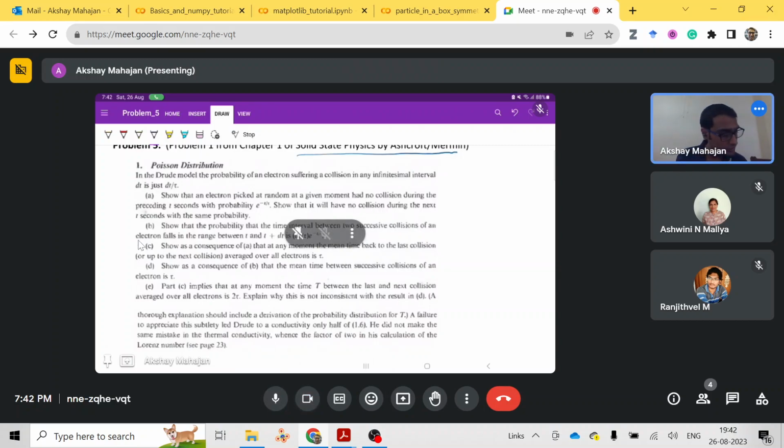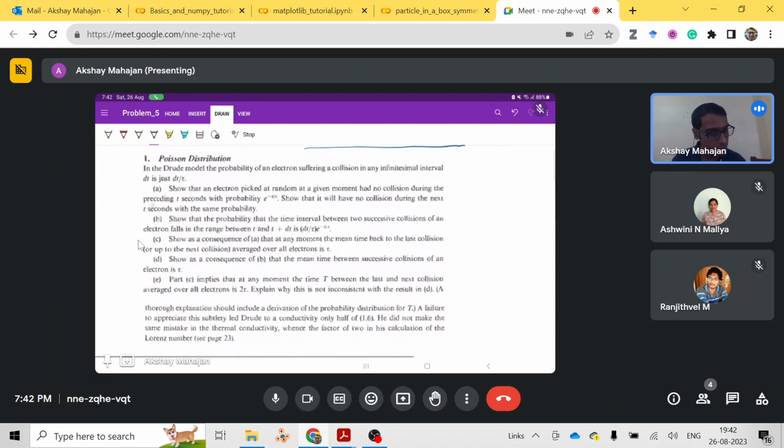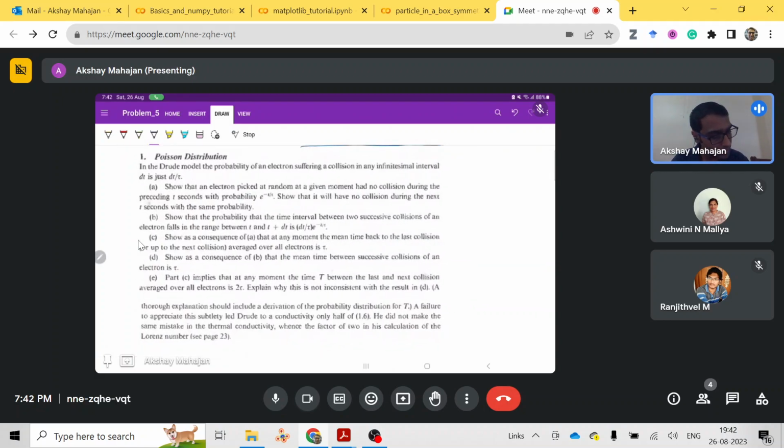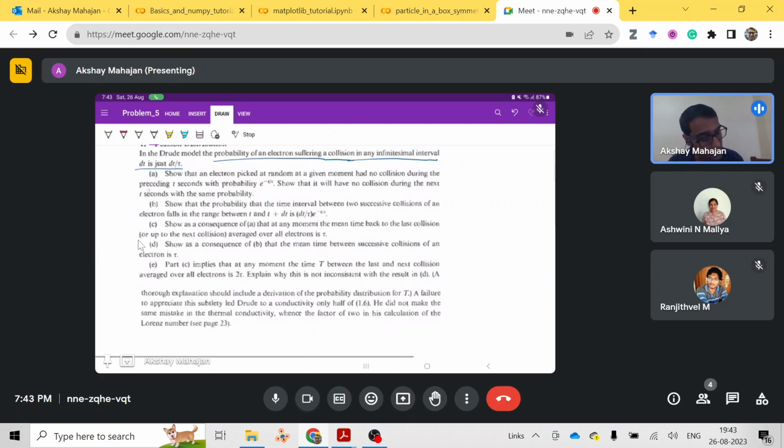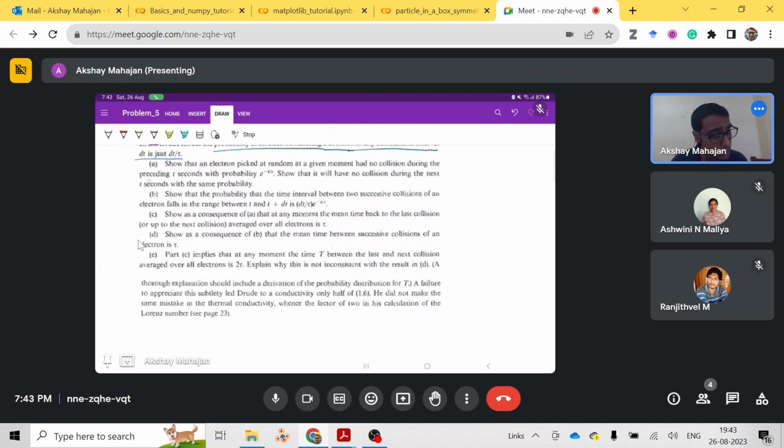Okay, let's just come back to this problem. So in the Drude model, we know that the probability of an electron suffering a collision in any infinitesimal time interval dt is just dt by tau, where tau is our relaxation time. Now the question asked is, in the first part, show that an electron picked at random at a given moment had no collision during the preceding t seconds with probability e to the power minus t by tau, and show that it will have no collision during the next t seconds with the same probability. So in the next t seconds also this probability will be the same.